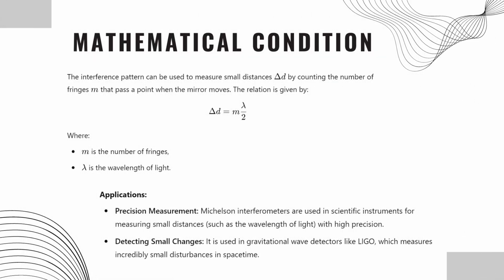Mathematical condition. The interference pattern can be used to measure small distances Δd by counting the number of fringes m that pass a point when the mirror moves. The relation is given by Δd equals mλ by 2, where m is the number of fringes and λ is the wavelength of light. Michelson interferometer applications include precision measurement and detecting small changes.